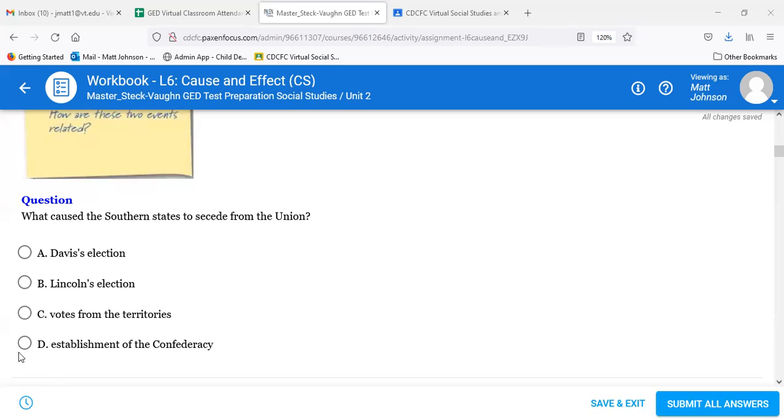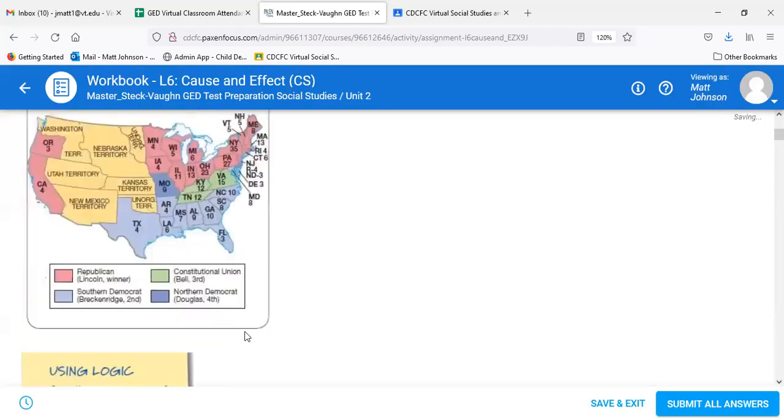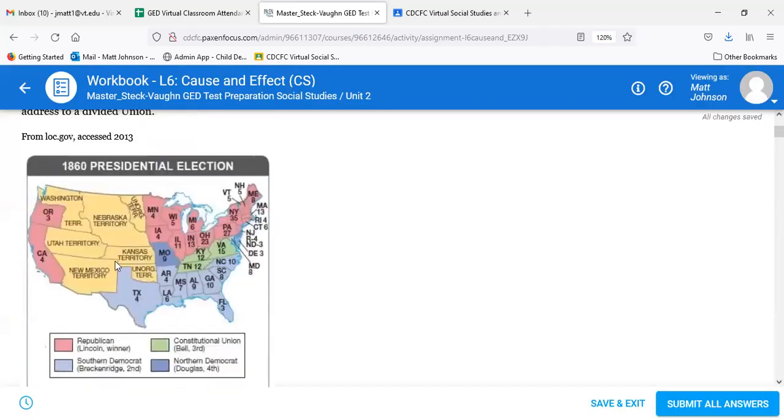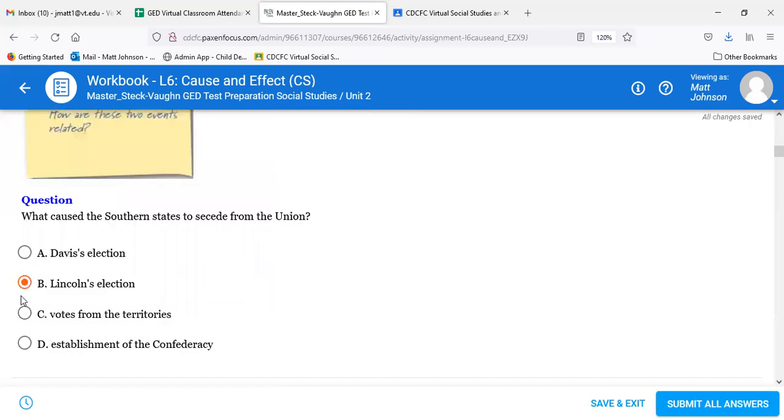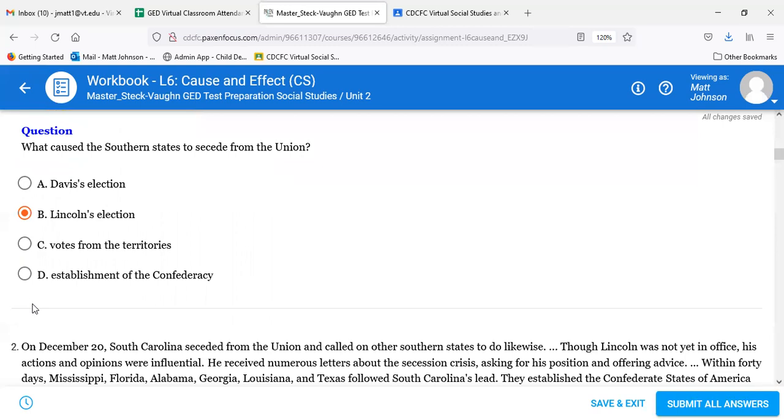Of course, they hadn't actually established the Confederacy yet. Excuse me, the territories didn't have votes, they didn't have any electoral votes or anything at that time. And of course, Davis was elected as the Confederate president. So that would have been down the road, right? That would have been another cause and effect once they separated from the US and had their own election and elected Jefferson Davis as president. So B as in boy for number 1.